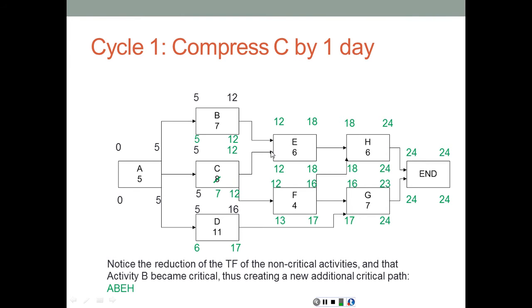In the backward pass here, I have activity B with 0 total float. Therefore, now we have a new critical path in addition to the old one. So ACEH is still critical, and now ABEH has become another critical path.